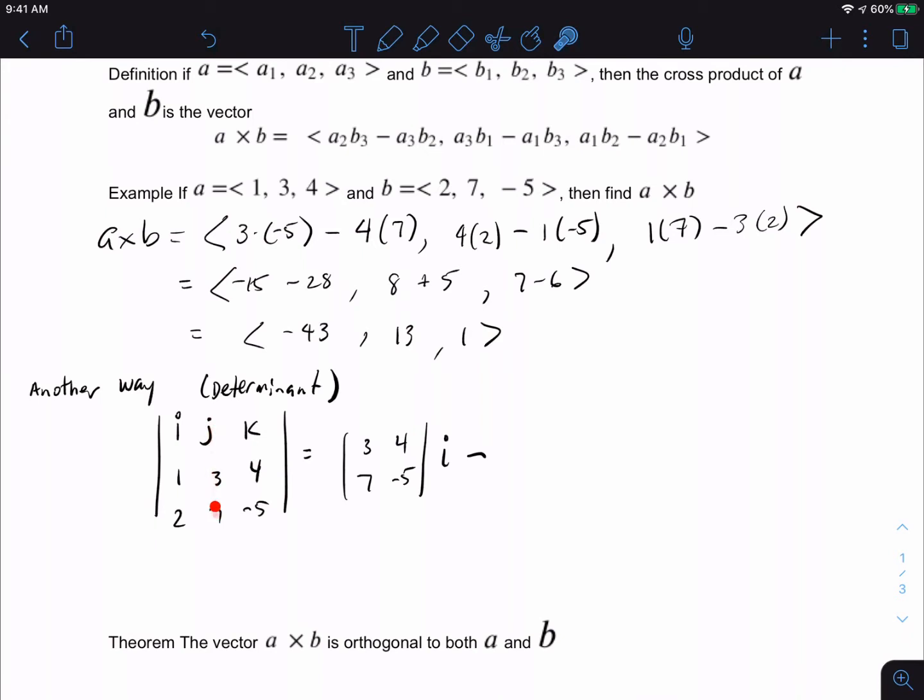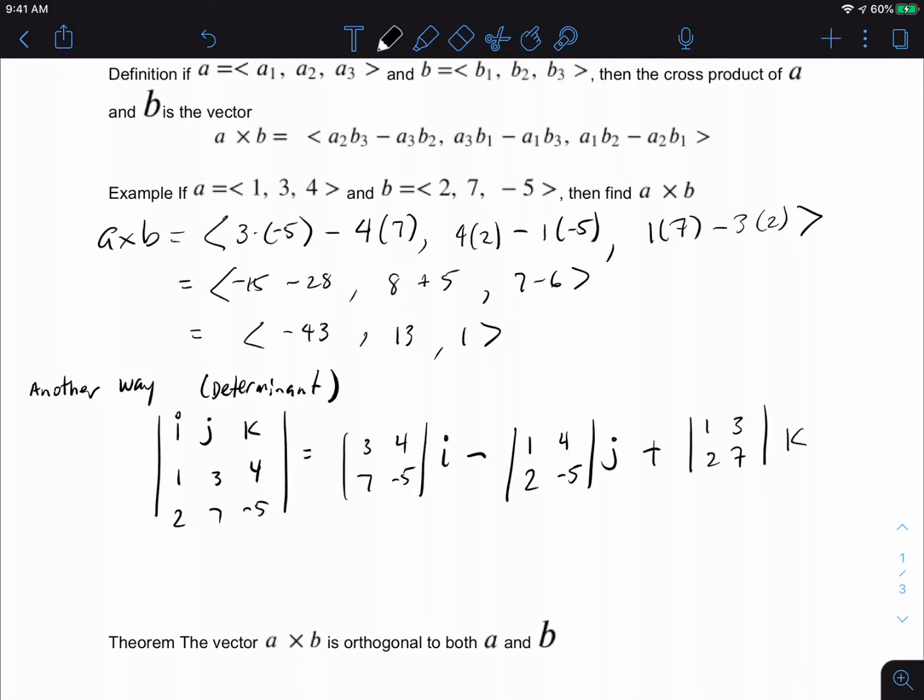Now I'm going to use j. So this is getting eliminated with this. And so the minor matrix is going to be 1, 2, 4, negative 5. Or you can think of it as 1, 4, 2, negative 5. And so I'm going to get 1, 4, 2, negative 5 as my minor, with j as the representation. And then, like I said, alternating signs, it becomes a plus. And my minor matrix is going to be 1, 3, 2, 7, and then k.